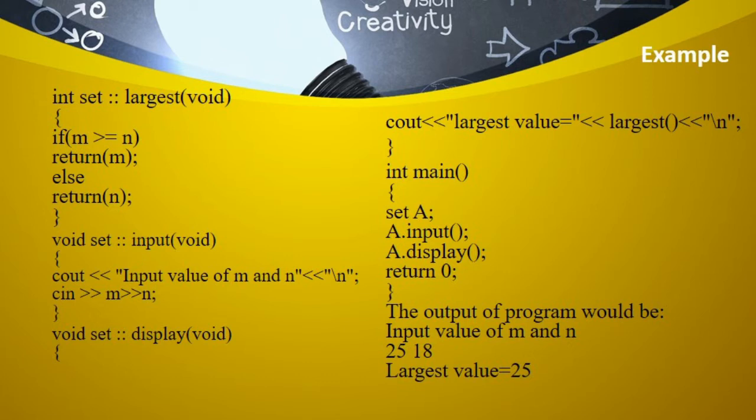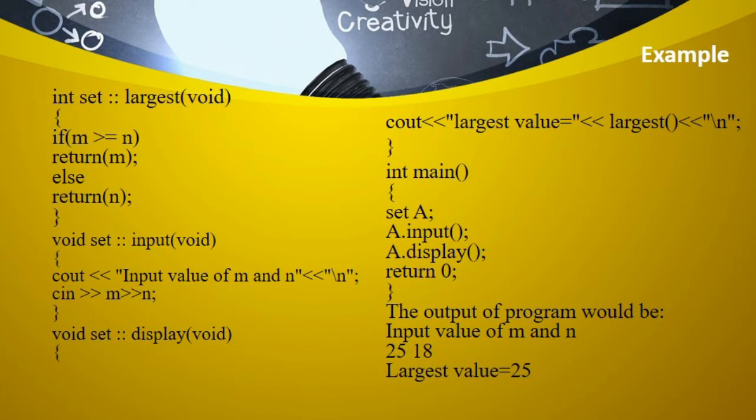scope resolution operator. Now the execution starts from the main function. Always the first line of the main function must be the creation of the object. Here, to create an object, the syntax is class name and a valid variable name. Here the class name is set and the object name is A. Now the object is created. Using this object only we are able to call the member function. A.input. I have called the member function with the name input.